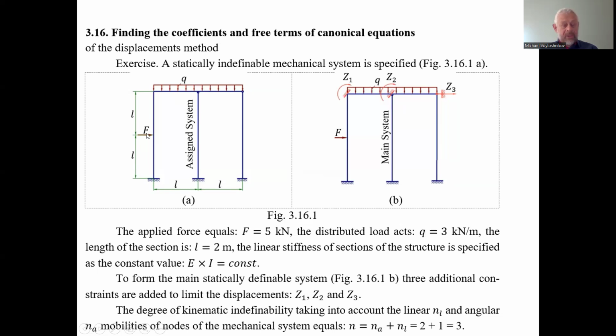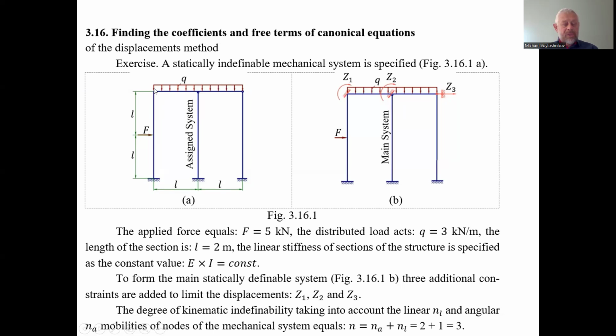The force is 5 kilonewton, and the span between the stands, all 3 rigidly embedded, is 2L each. The rigid embeddings are visible. And how many rigid nodes do we have?